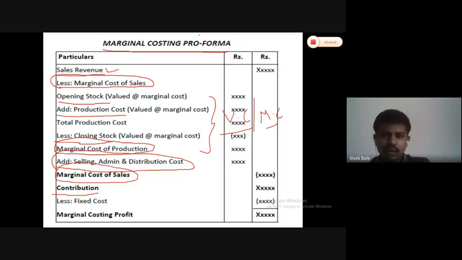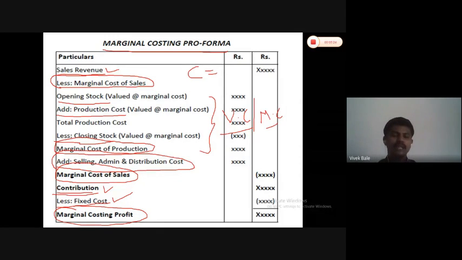It means contribution is that proportion which will cover the fixed cost and profit. The reason is that from the sales, we have to minus two types of cost: one is variable cost and second is fixed cost. From the sales, if we minus the variable cost, whatever proportion is left is called contribution, because something extra has been contributed over the variable cost. This extra contribution will cover the fixed cost, and therefore from the contribution, if we minus the fixed cost, we will get either profit or loss. That is called marginal costing profit.